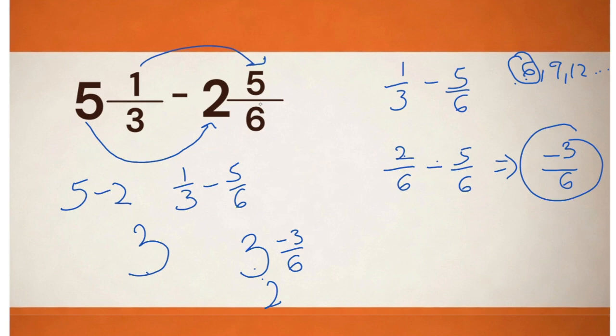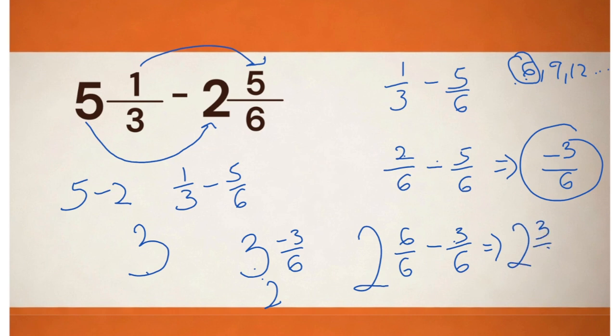Let me write it very well. We have 2 whole. Then we now have 6 over 6, which is the one we borrowed from this. Then minus 3 over 6. So 6 minus 3 gives 3. So that means the answer will be 2 whole, then 3 sixths.